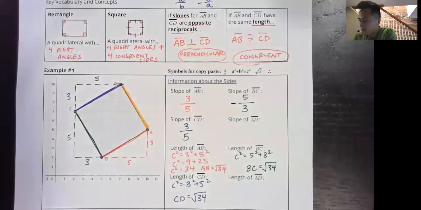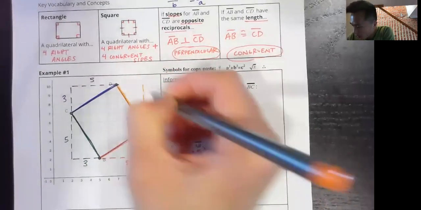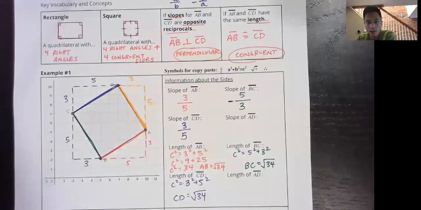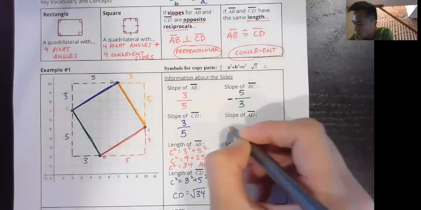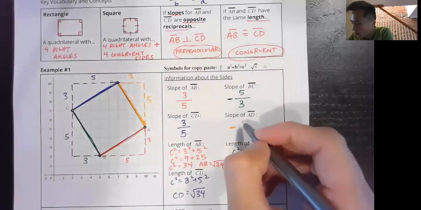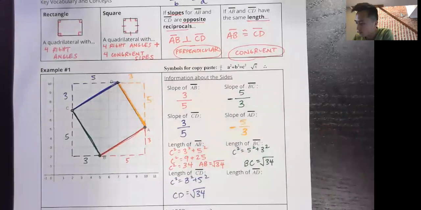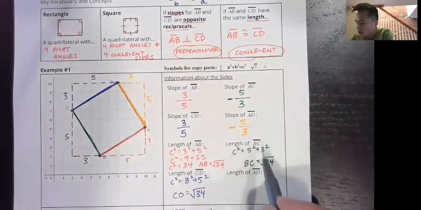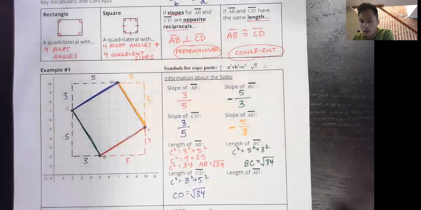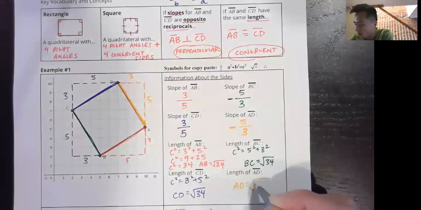This side here. Looking from left to right, it's going down 1, 2, 3, 4, 5 units and across 1, 2, 3. So this is also 3 by 5. My slope is negative, because looking from left to right, this is going downhill. Negative, change in y is 5, change in x is 3. Length, it's also going to be a 3 and 5 right triangle. So I know the length of AD is also going to be the square root of 34.